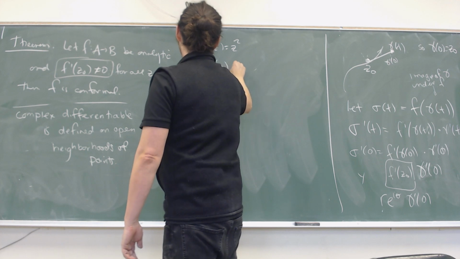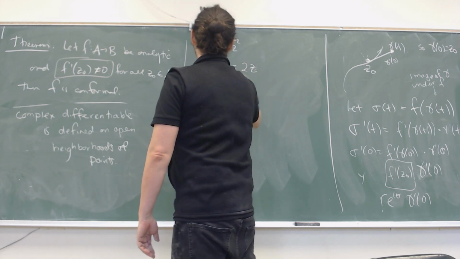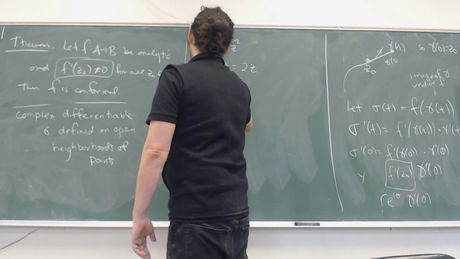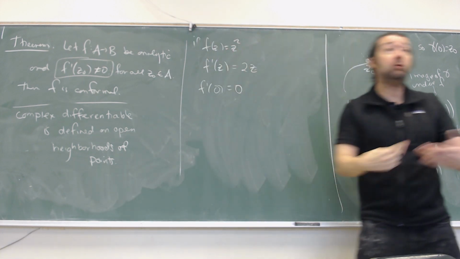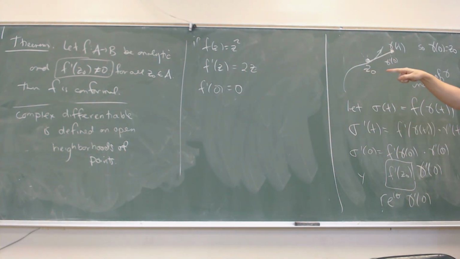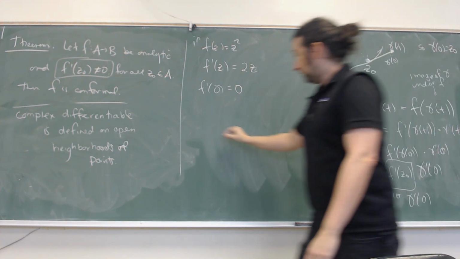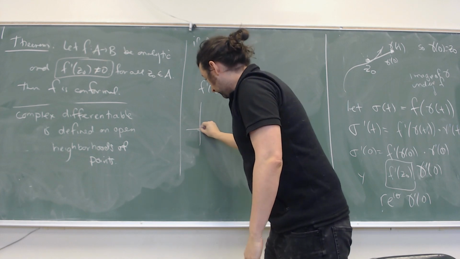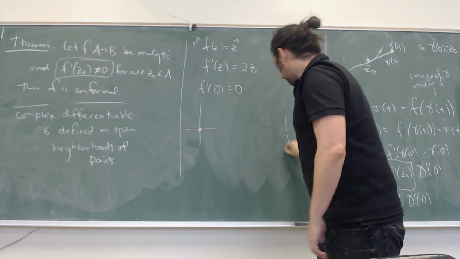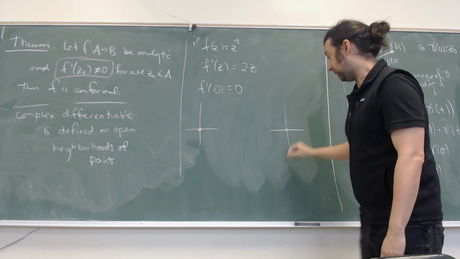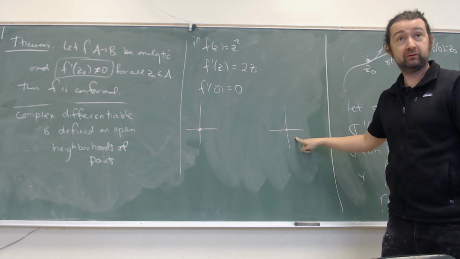All right, so let's look at what happens. So f prime of z is equal to 2z. So f prime at 0 is equal to 0. So let's actually see what f of z equal to z squared does to a couple of lines at the origin. Okay, so there's 0 right there. I think it's pretty clear that f sends 0 to 0.